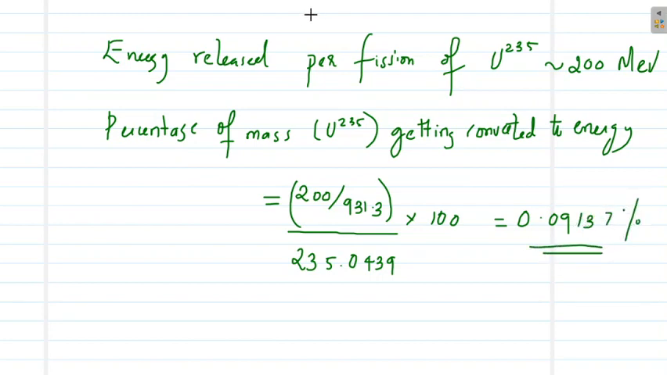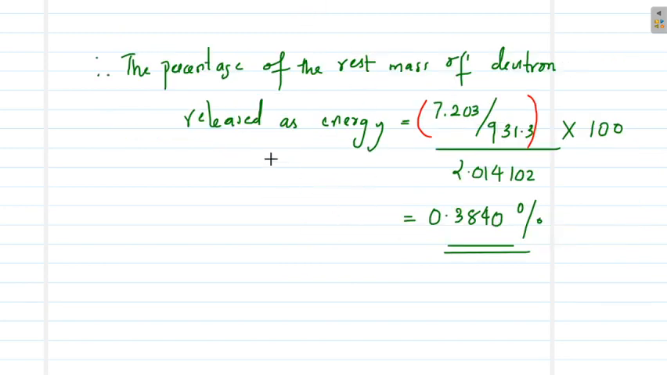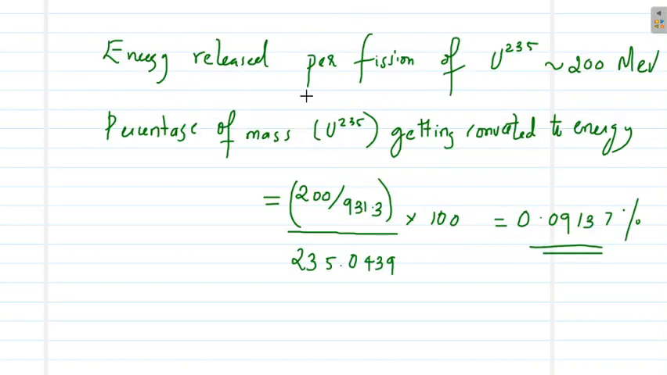So if you compare the uranium fission and the fusion process, in the fusion of a deuteron, if you take 1 gram of deuteron, this much percentage of that mass will be converted into energy. That is a very huge amount of energy, right? If you take uranium in the same amount, the mass conversion and hence the energy released is lower. The percentage of mass that is converted into energy is just 0.09137.